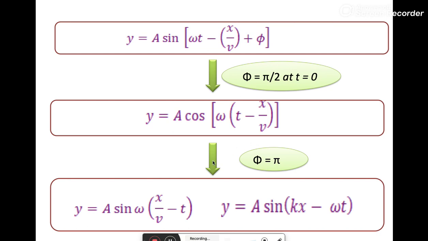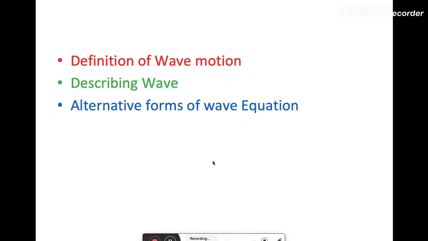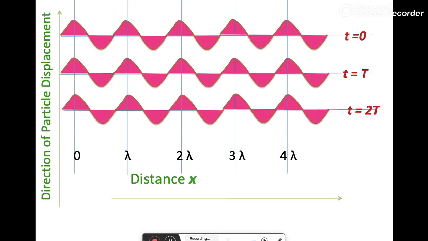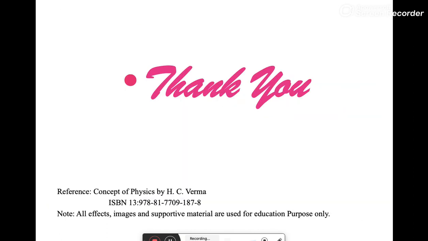Thus, here we are very near to the end of our presentation. Let's have a quick view of what we have discussed. We had defined wave motion, then we had described some parameters related to wave, and then we had discussed alternative waveforms of wave motion. Thank you.